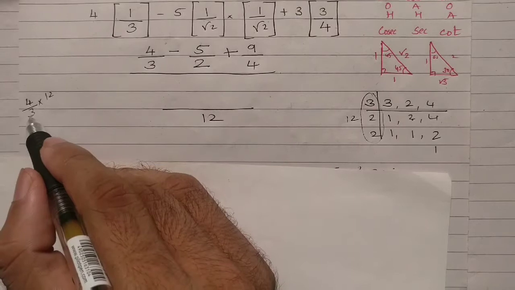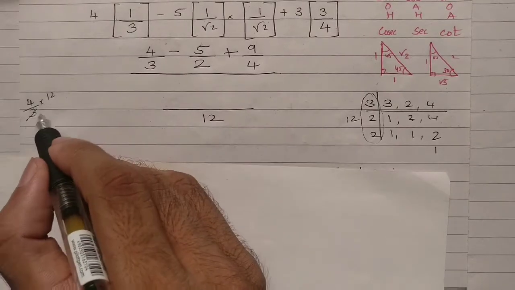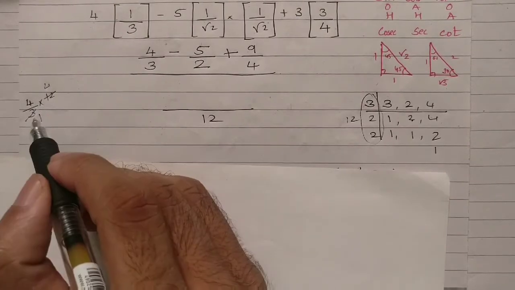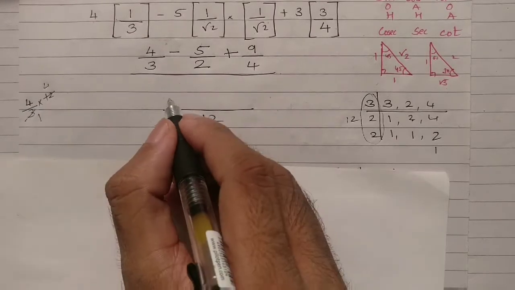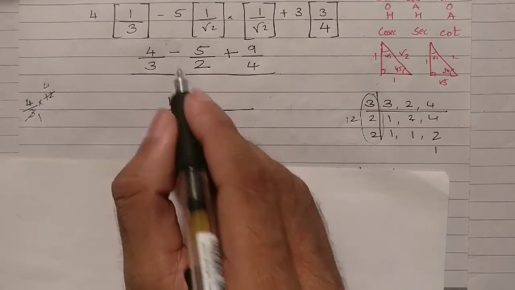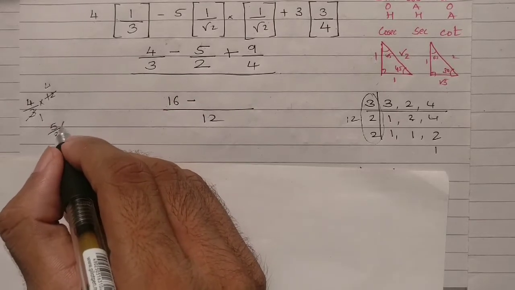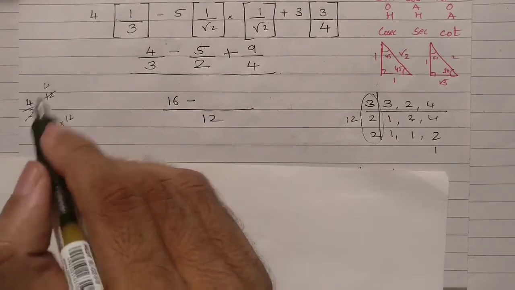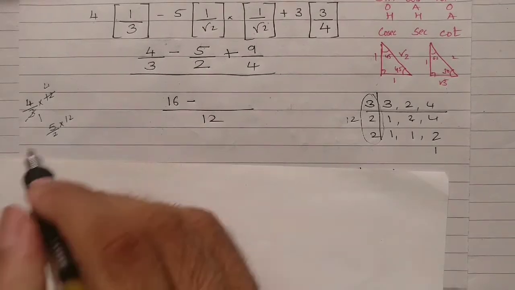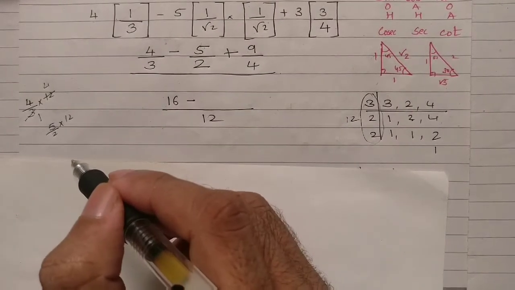Okay, so 4 upon 3 multiplied by 12. So 3 ones are 3, 3 fours are 12, 4 fours is 16, minus, take the second bracket, 5 upon 2 multiplied by 12. You have studied this in the 9th standard. That's the reason I'm going a little bit fast over here.